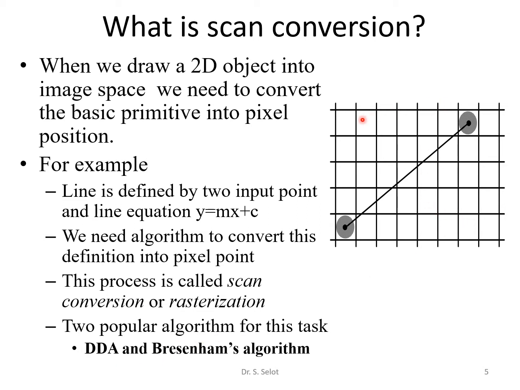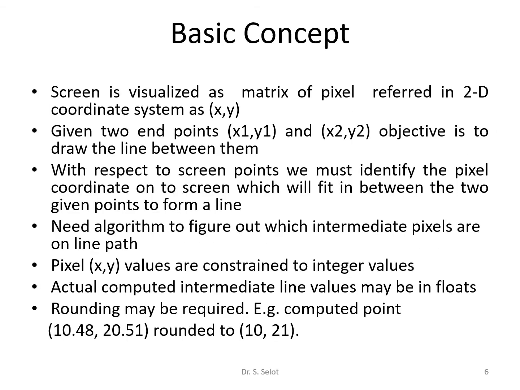As we can see in the diagram, given the two input points, our objective is to draw the line or identify the pixel positions along these two points. So we visualize a screen as made up of a two-dimensional coordinate system where each point or each pixel position is addressed by the values x, y. Input points are the two endpoints of a line, x1, y1 and x2, y2. And the objective is to draw the line between them.